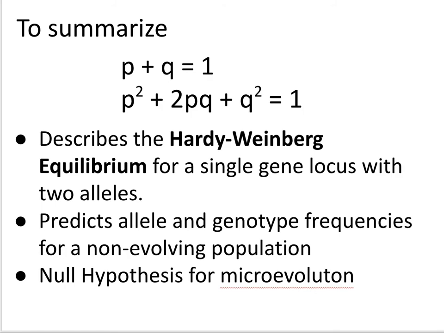Okay, now we're going to talk later about the assumptions of the Hardy-Weinberg equilibrium, which when they're violated, and they usually are in nature, you get evolving populations. But this is an important thing because this is our null hypothesis for microevolution. So if we have allele frequencies from a real population, we can compare them against the predictions of these equations and see if the population is in fact evolving.